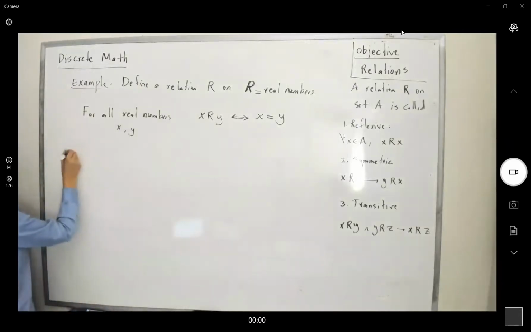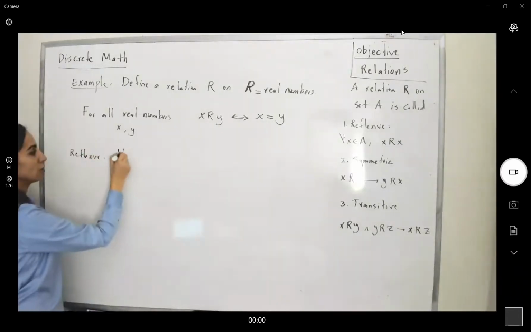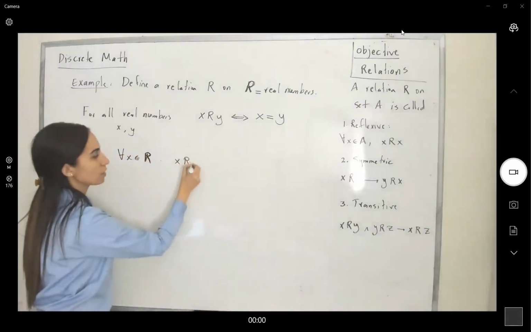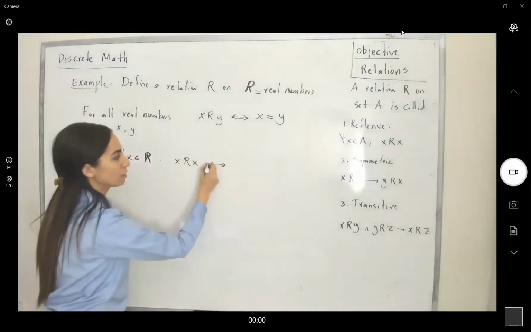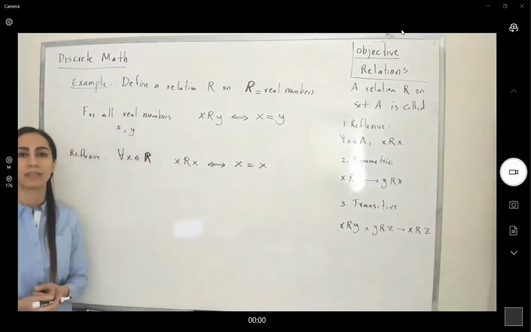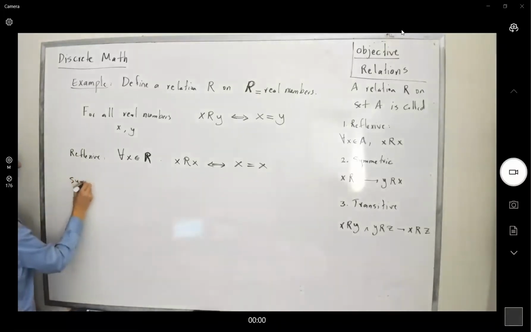It is reflexive. Why is that? Because for any number, that number is always in relation with itself through R. Why is that? Because every number is equal to itself. It's just true for every number. So this is reflexive. What about symmetric?